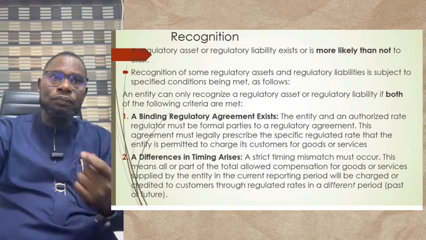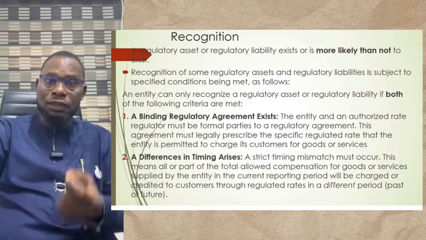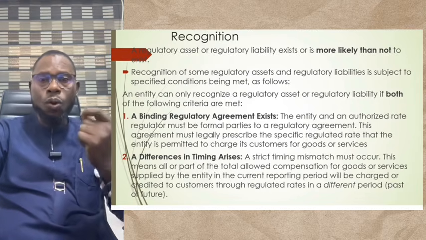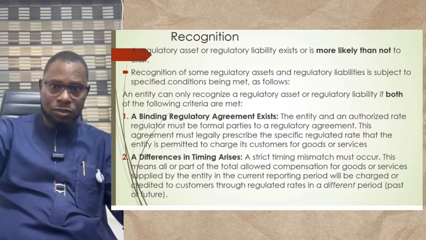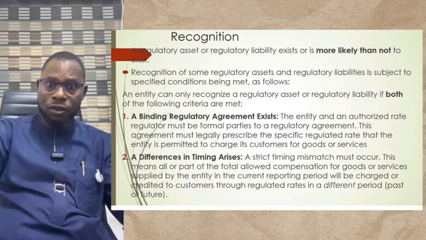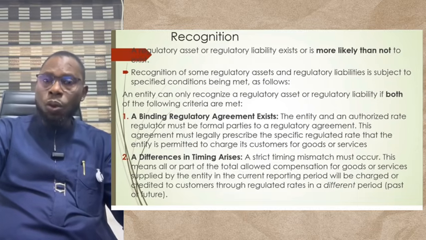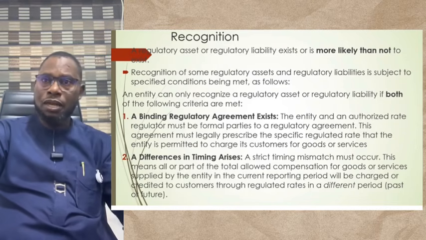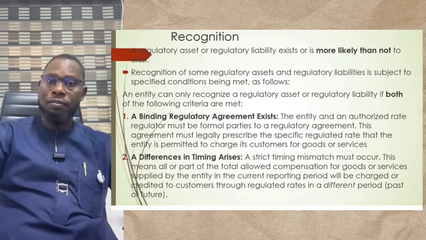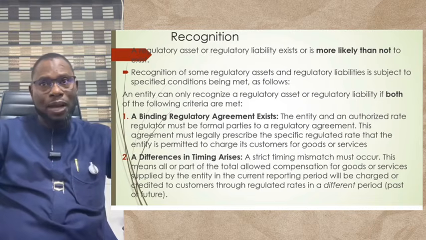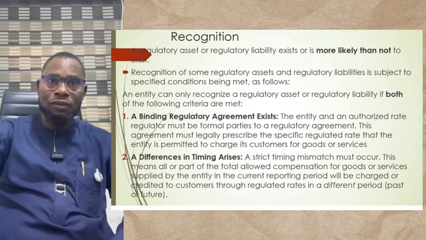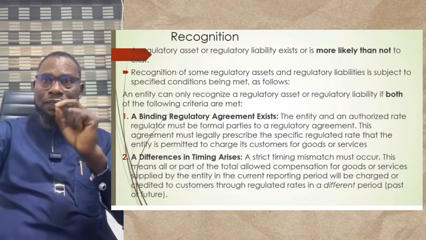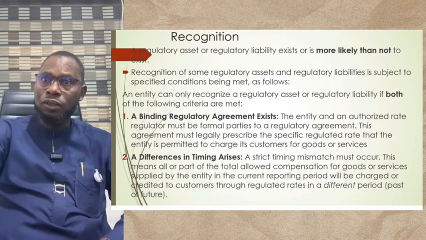The number one is that a binding regulatory agreement exists. The entity and an authorized rate regulator, that's the regulator of the industry. I made an example of the Nigerian Electricity Regulatory Commission regulating the electricity sector in Nigeria. So the entity and an authorized rate regulator must be formal parties to a regulatory agreement. So there must be a regulatory agreement, and both the company and the regulator must be parties to it. So these agreements must legally prescribe the specific regulated rate. So this rate must be agreed.